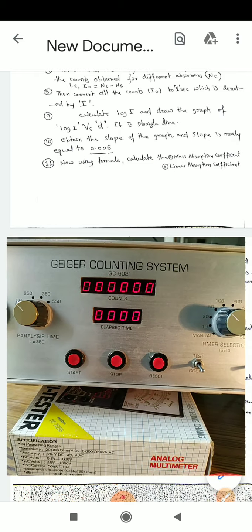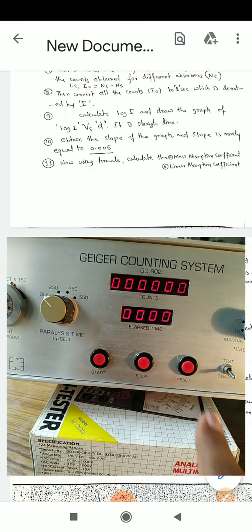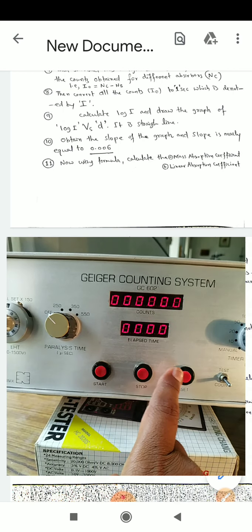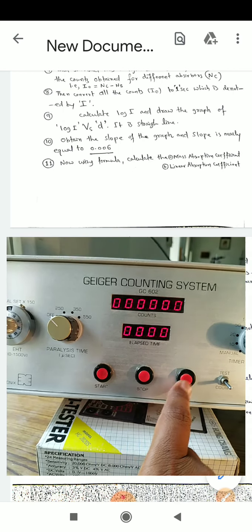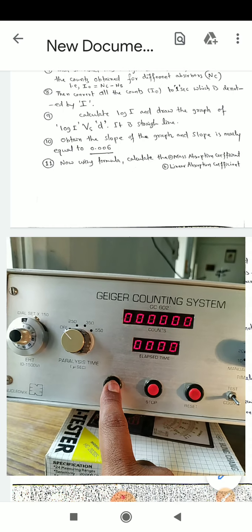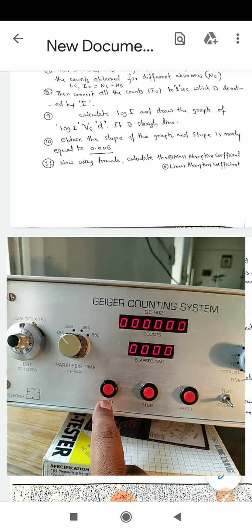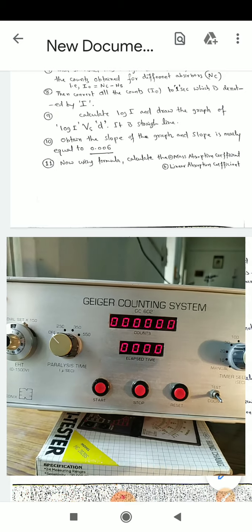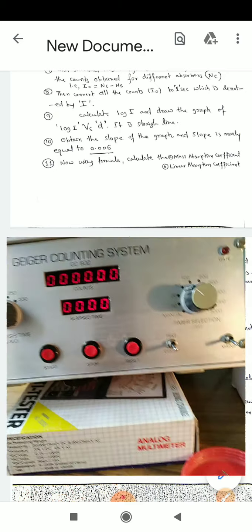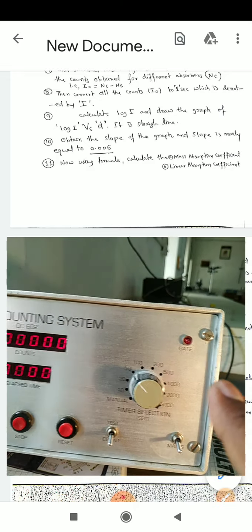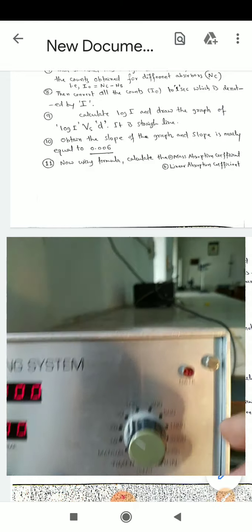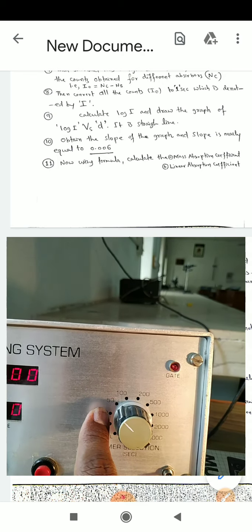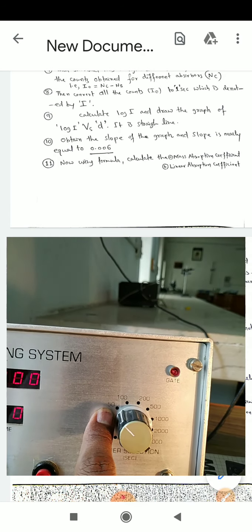To record the counts, we need to reset to 0. It is already 0, and then you need to start. You have to press the start button so that the counts are shown in the Geiger counting system. As I said in the procedure, you need to keep the time for 50 seconds. This is 50 seconds; the settings are 10, 20, 50, 100, like that. So in this experiment, you have to keep the time for 50 seconds.